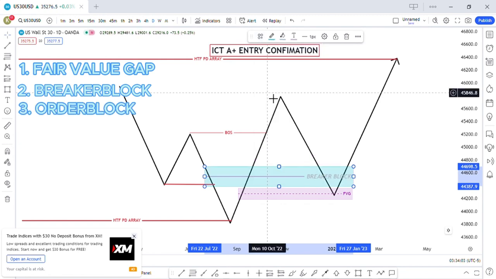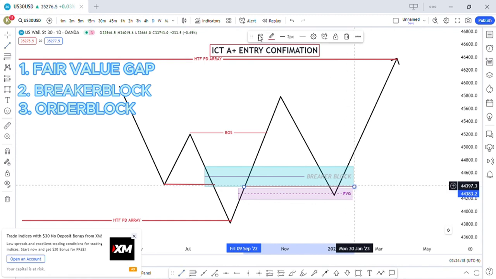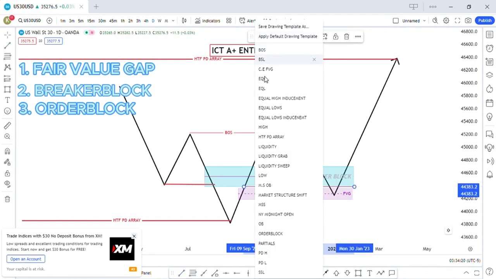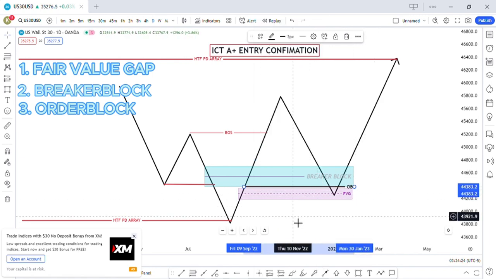A breaker block is the second thing. Then the third thing that you can look for is an order block. Let's say you have an order block here. We have an order block. So if you check here, we have three confirmations so far. We have a fair value gap, we have a breaker block, we have an order block.